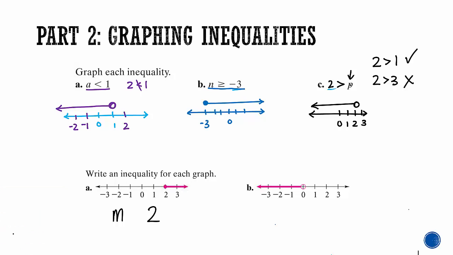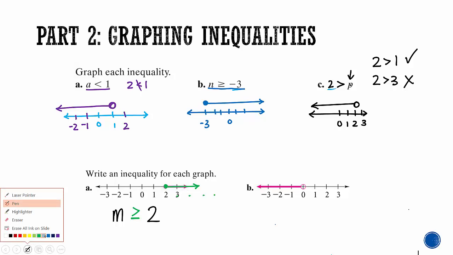So then our symbol. This is a closed circle, so I know whatever symbol I use, I need to have the equal sign underneath it. And then take a look at what numbers are shaded in. 3, 4, 5, 6, all of those numbers are shaded in. So all of those are numbers that are bigger than 2. So that means I need a greater than or equal sign.